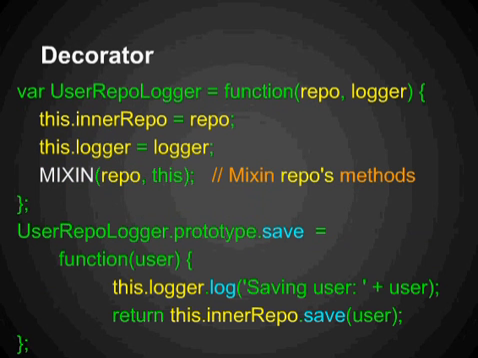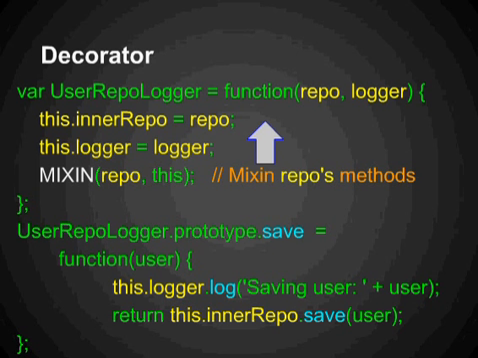Okay, so we have our logger. Now what do we do? What we want to do is create something called a decorator. And the decorator is going to mix together these two interfaces, sort of without them knowing about it. So I'm going to create a user repo logger constructor function. And this user repo logger object is going to actually implement the user repo interface. And the way it's going to do that is by using this mixin method. So let's take a look at this.